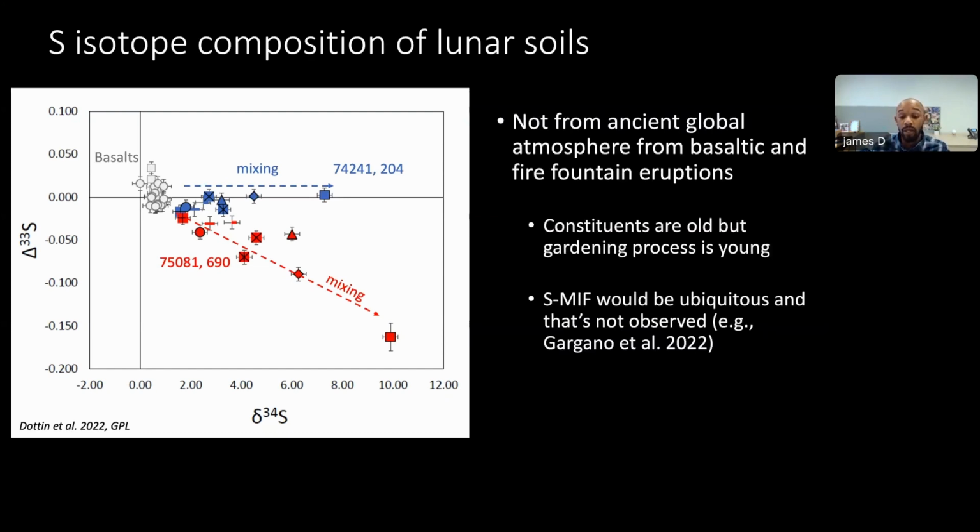We could also consider that this mass-independent signal was captured, say, from an ancient global atmosphere through basaltic and fire fountain eruptions. But although the constituents of the soils are old, such as the basaltic fragments, the gardening process is young. And additionally, if this was an ancient global atmosphere, we would expect that mass-independent fractionation signals would be ubiquitous across the lunar surface. And as we see, especially for lunar basalts, it's not observed.